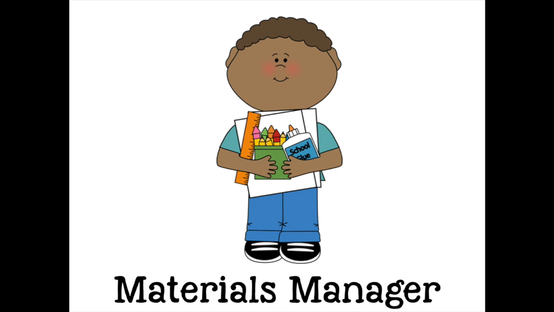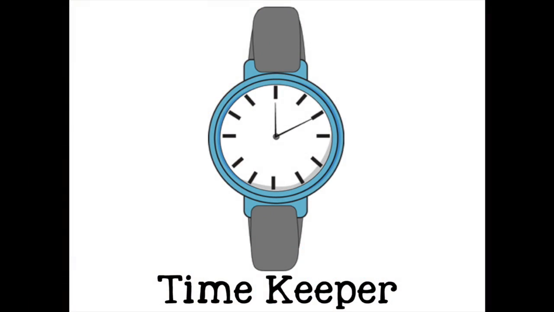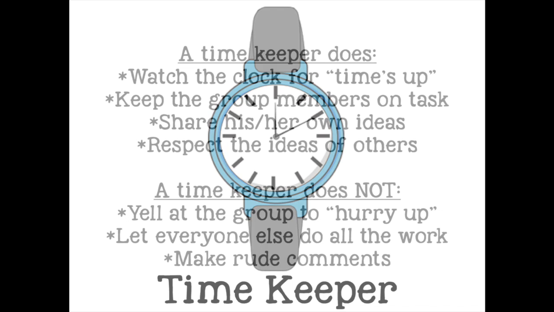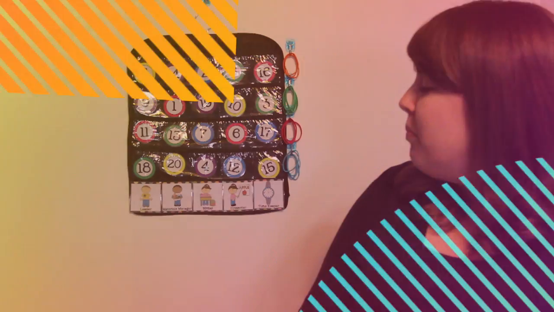The materials manager is in charge of collecting the materials at the beginning, so they get the bucket like we said earlier. They also make sure that everyone is using the materials properly and cleaning them up at the end and putting them away. Next we have the timekeeper. This is the person who watches the clock, and they also help to redirect the group and keep them on task so that they don't run out of time. They're going to be held accountable for that.